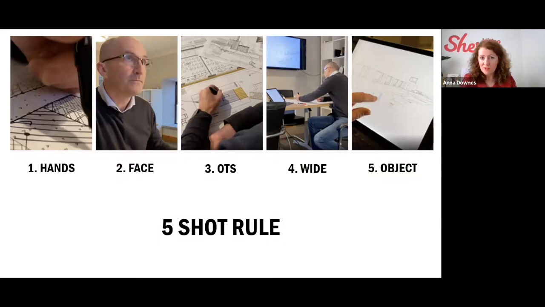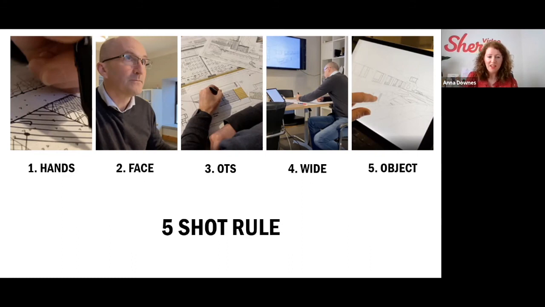So it's called the 5-shot rule. It was developed by a New York TV cameraman called Michael Rosenblum, and he's been teaching this all over the world for years. And it's so effective because it's a great sort of 5-step rule that you can follow, and whatever you're filming, whatever the subject matter is, you can always follow this structure, and you're going to have enough B-roll to be able to use in your videos.